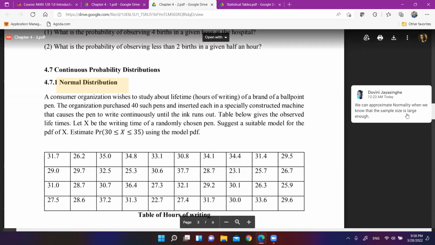The question will say large. Generally, we say large when the sample size is greater than 30. If the sample size exceeds 30, you call it a large sample, but not always. You cannot say that. It depends on the situation, right?